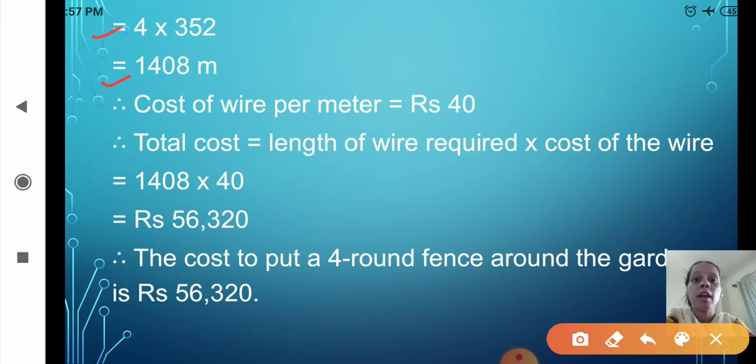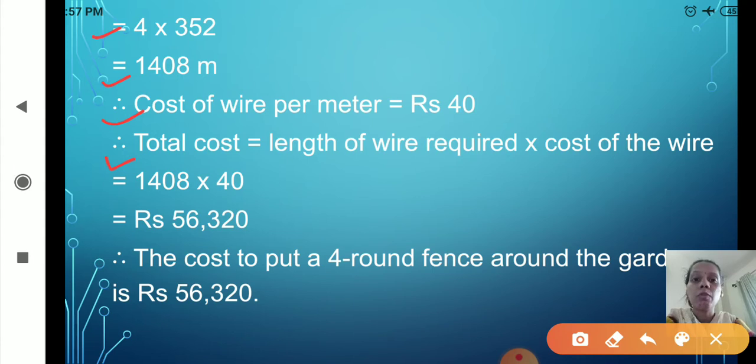Now the length of the wire we know, that is 1408 meter. So how will you find the cost of the wire? The cost of wire per meter is given, that is 40 rupees. So for 1 meter the cost is 40 rupees. So for 1408 meter, what is the cost of the wire? So the total cost is equal to the length of the wire required multiplied by the cost of the wire. How will you find the total cost?